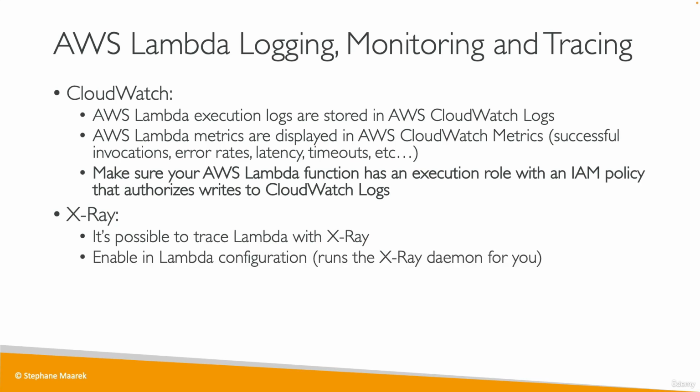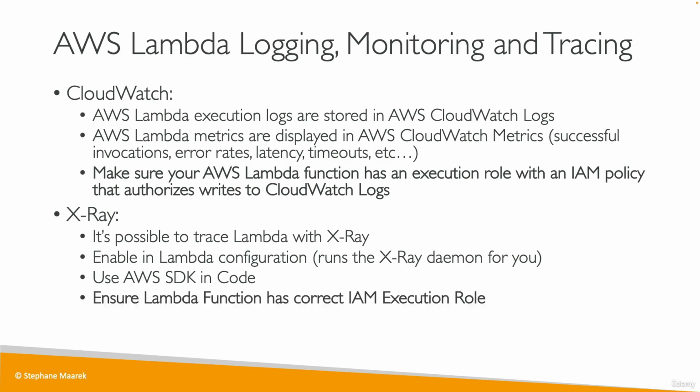For this, you just enable it in the Lambda configuration to run the X-Ray daemon for you. And then in your code, you would add the tracing mechanism directly using the AWS SDK. Again, you need to make sure that your Lambda function has correct access to X-Ray.